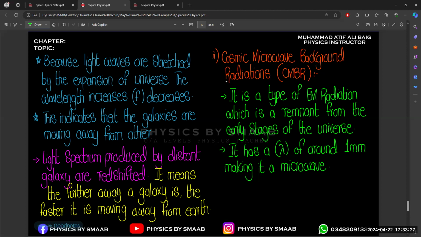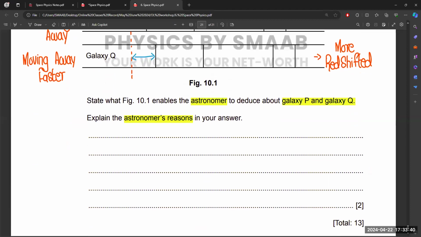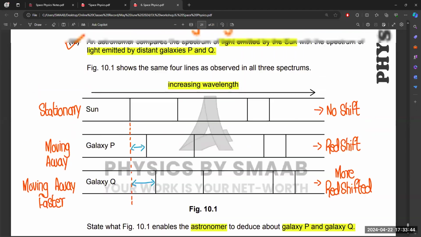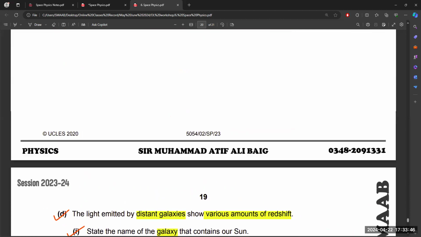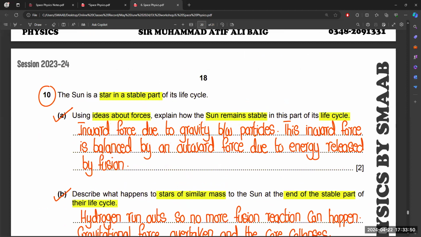So these are some concepts related to the idea of the Big Bang. And if we consider some questions also from this space physics, just like last time we discussed one question related to the red shifted. And also it is related to the formation of the star, that how stars are in a stable part of its cycle or its life.